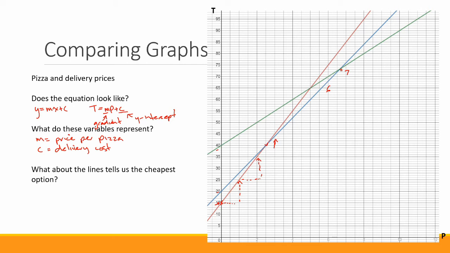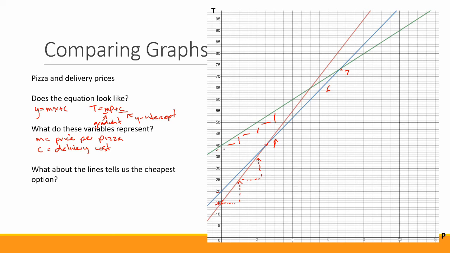Once they've intersected with the green company, we can see even though they have the highest delivery cost, because their gradient is the lowest for every one pizza, they actually have a cheaper price per pizza. And so once you're buying 7 or more pizzas, then they are the cheapest company to go with, even though they have a higher delivery cost.